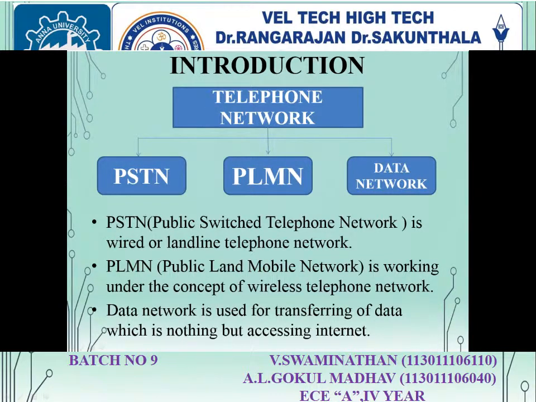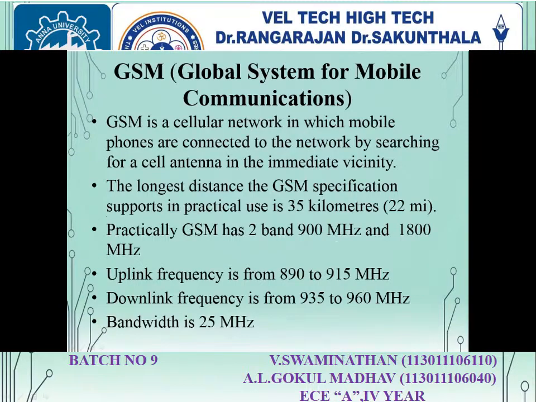Coming to the introduction of my project, generally a telephone network consists of three types: PSTN, PLMN and data network. We are working under PLMN. GSM means Global System for Mobile communication. The longest practical distance is 35 kilometers. GSM has two bands: one band works at 900 MHz, another band at 1800 MHz. The uplink and downlink bandwidth is mentioned here.